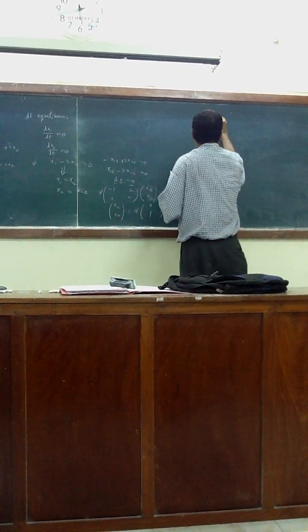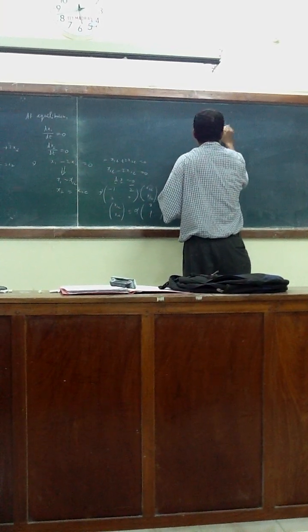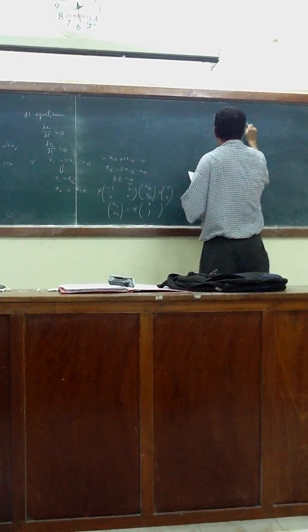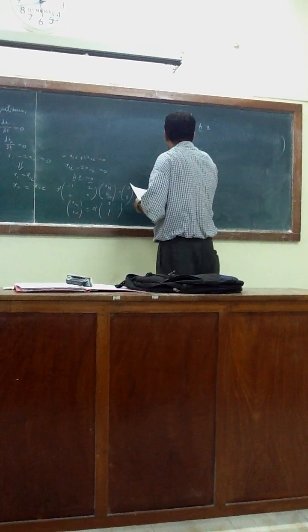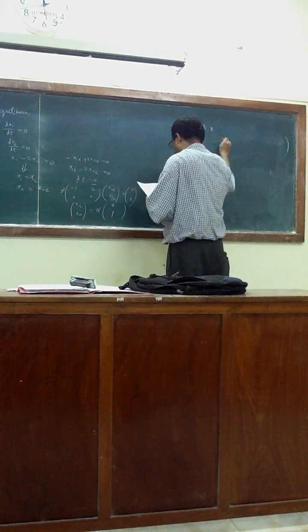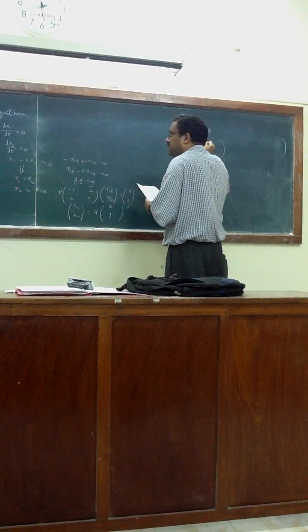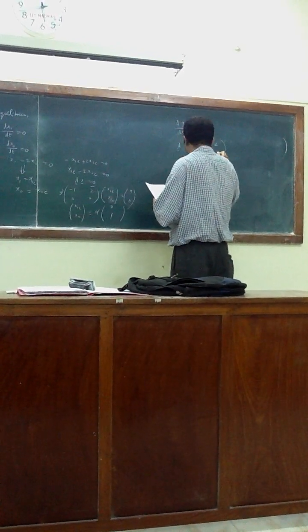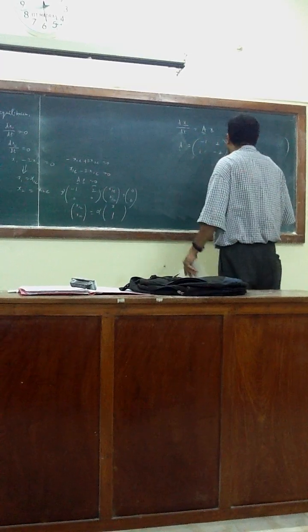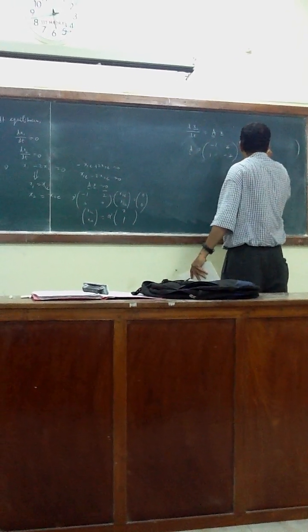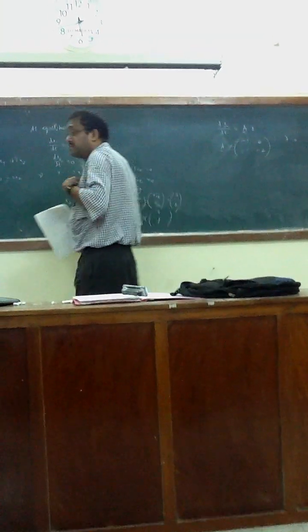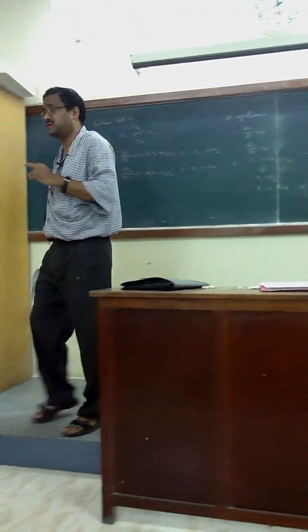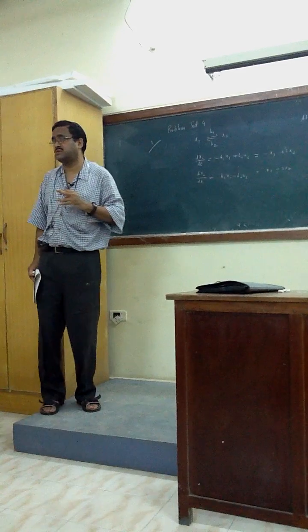So we have to now go for dx/dt equals Ax. What is your A matrix? We have seen: minus 1, 2, 1, minus 2. Next is eigenvalues. We see that this matrix is not symmetric. It's a non-symmetric matrix.